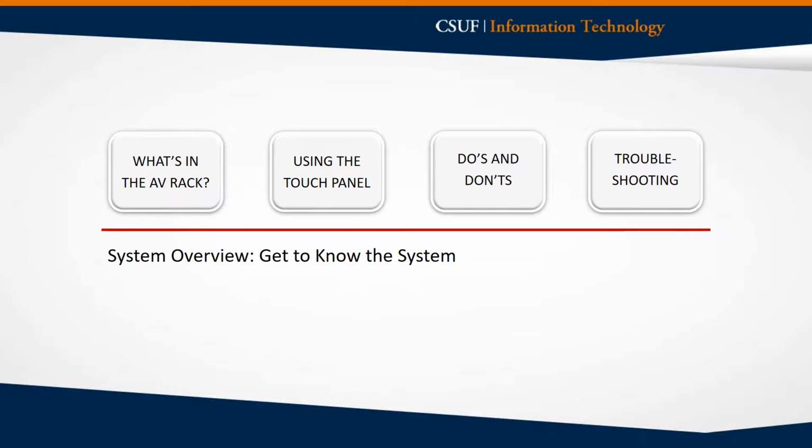The system overview has 4 main points necessary for you to get a better understanding of the AV system, get your classroom ready for presentations, and keep the classroom running all semester long. The first questions you may have are, what's in the AV rack? And how do I use it?